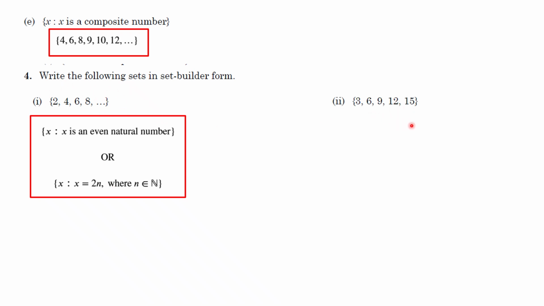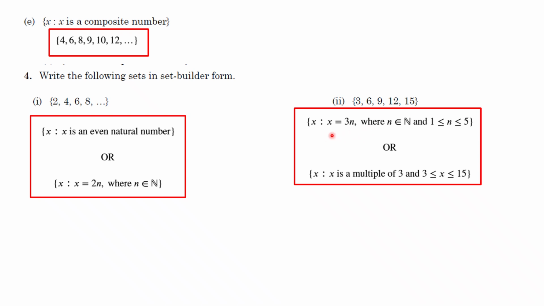Next, 3, 6, 9, 12 and 15. Again, you can write this in two ways. First you can write x equal to 3n where n is a natural number and you have to take n from 1 to 5 because it goes up to 15. Or x is a multiple of 3 and it is between 3 and 15. So like this you can give a range also.